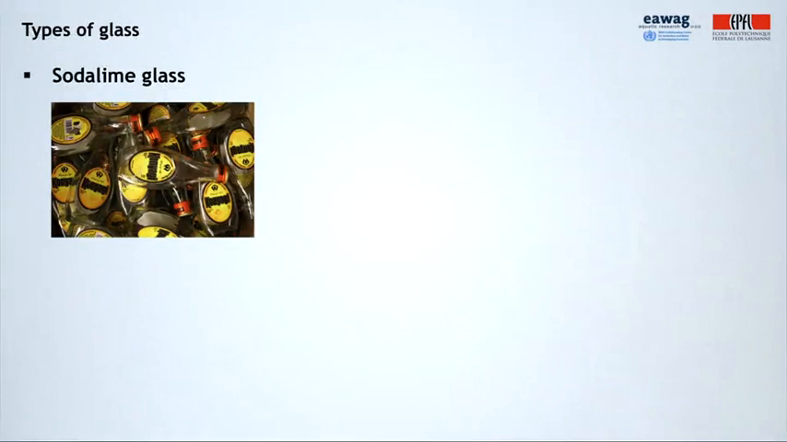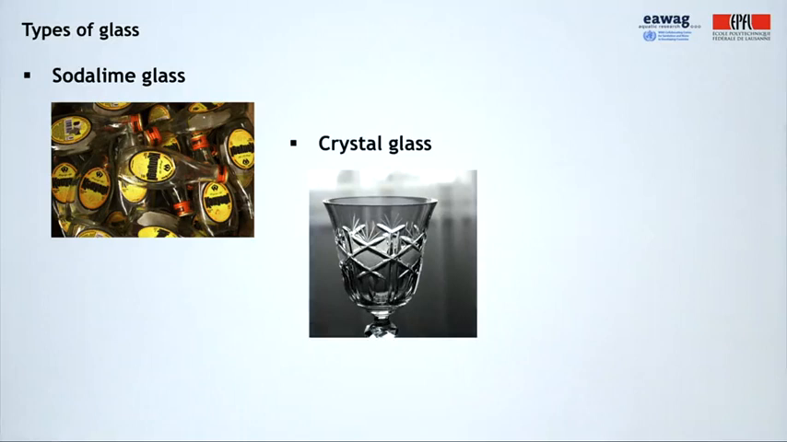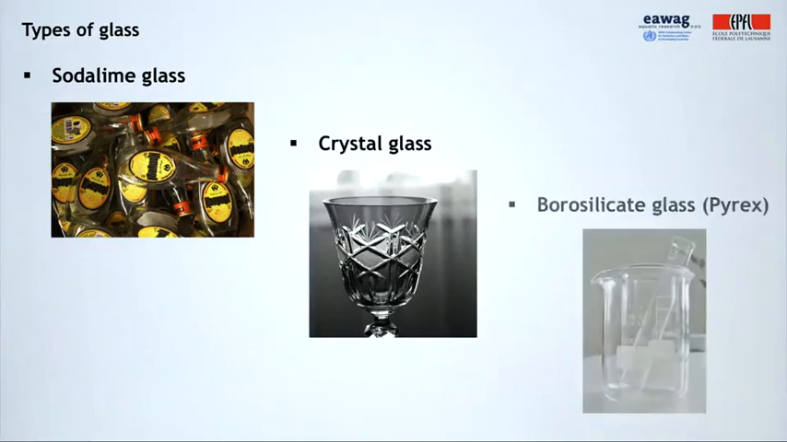Soda lime glass is used for bottles, jars, drinking glasses, etc. It is produced in three different colors: clear, as in the picture, green, and brown. The second type is crystal glass, which is used for high-quality drinking glasses, vases, and art. And finally, we have borosilicate glass, also called Pyrex, which is used for laboratory glassware. This one is corrosion and temperature resistant.